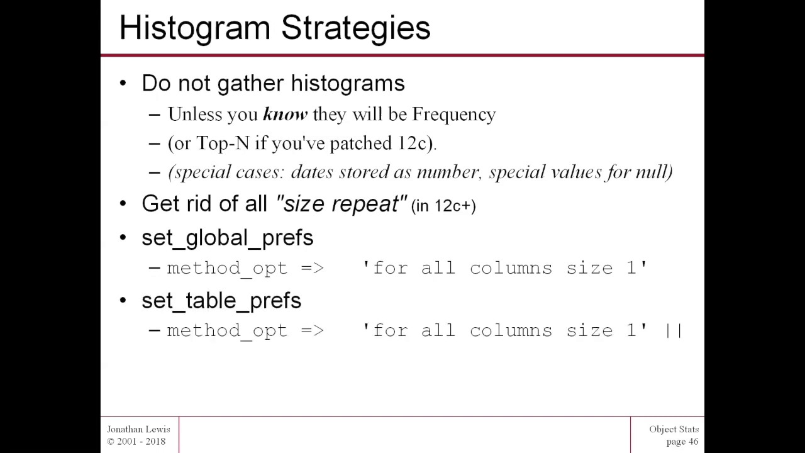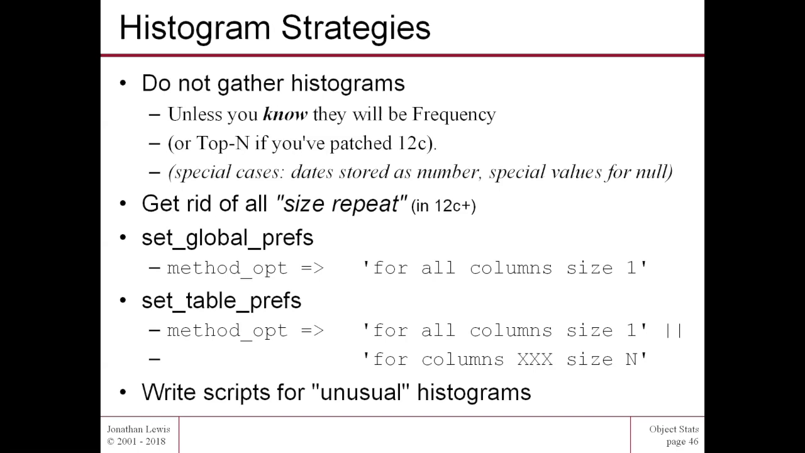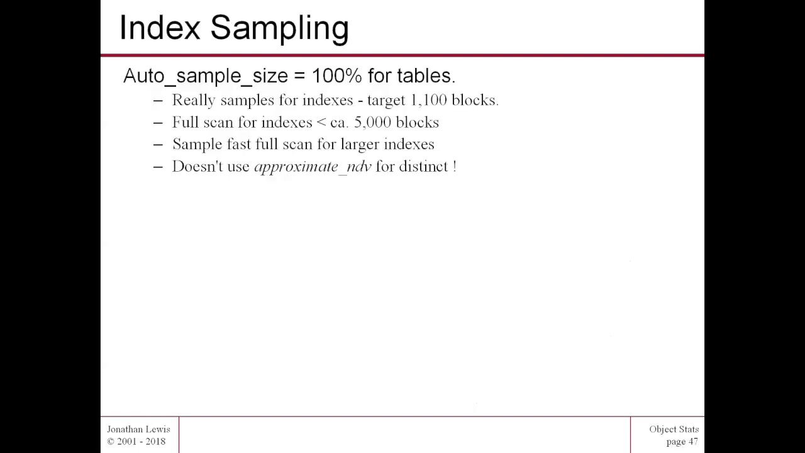Set table prefs where you know you've got a good case for a nice, safe histogram that's safe to gather. Set table prefs, and then let Oracle gather auto. And you can set a method opt in your table prefs saying, for this table, all these columns it's size 1, these columns it's size n, maybe it's size 254, okay? So we do something very, very simple and identify the tables which should have histograms. And really, it should only be a very, very few of them. And if they're not frequency or top-end histograms, you write scripts for the really strange ones, the ones where it's important, but you have a stability problem. What about indexes? More solutions coming up.